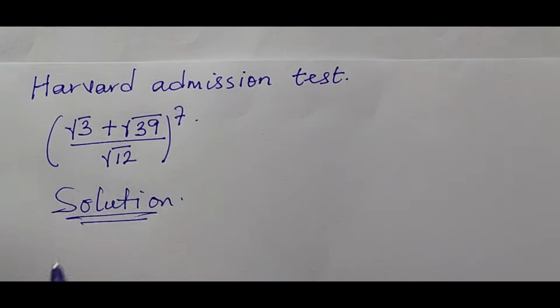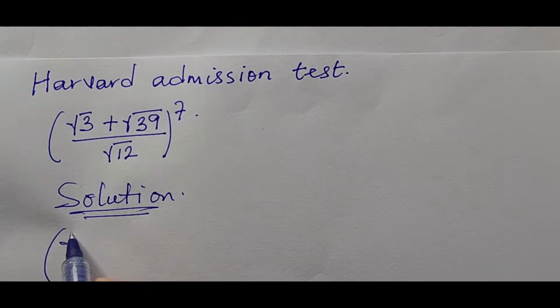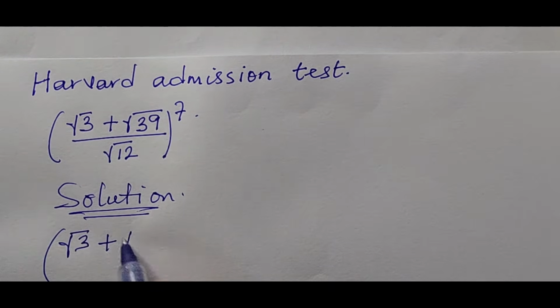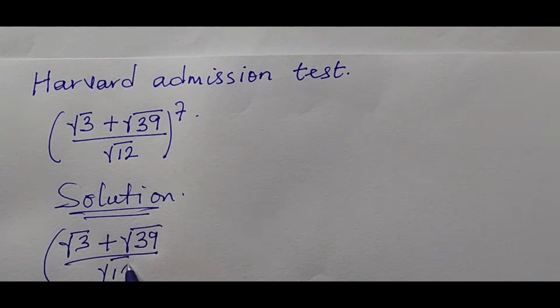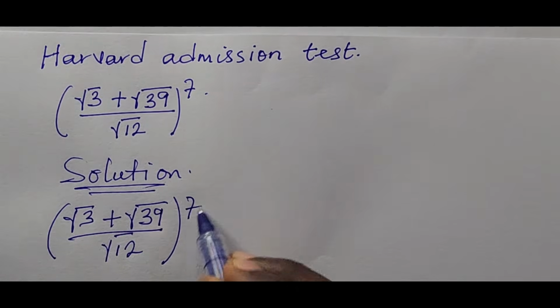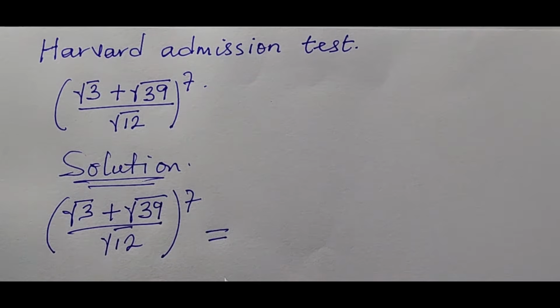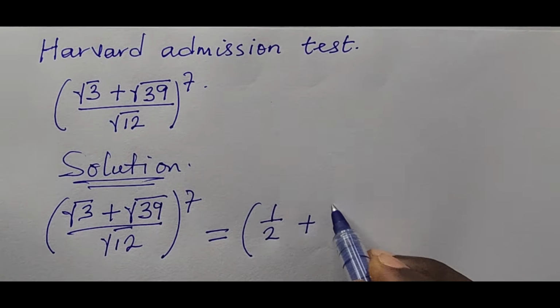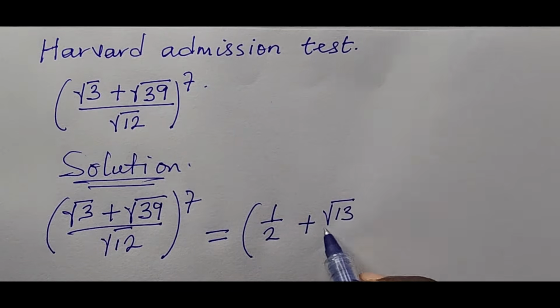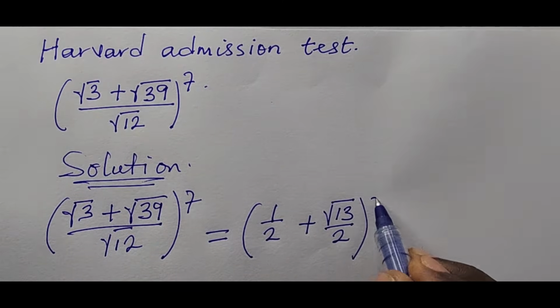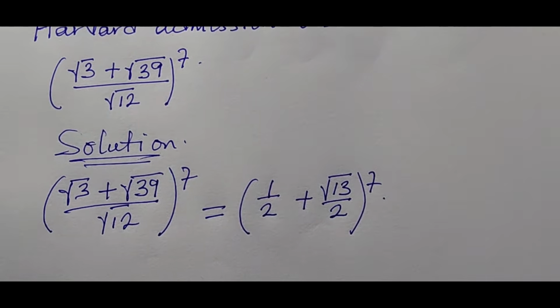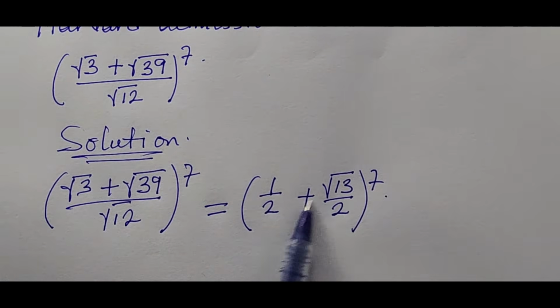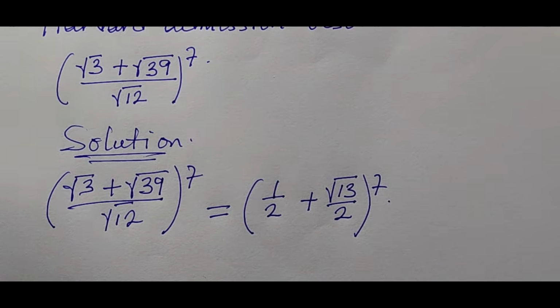So we know that our bracket open the square root of 3 plus the square root of 39, all over square root of 12, all raised to the power of 7, when simplified, gives us bracket 1 over 2 plus the square root of 13 over 2, all raised to power 7. So this is not a problem, right? Good. So how do we now handle this without the use of the calculator? This is where this second approach comes in.